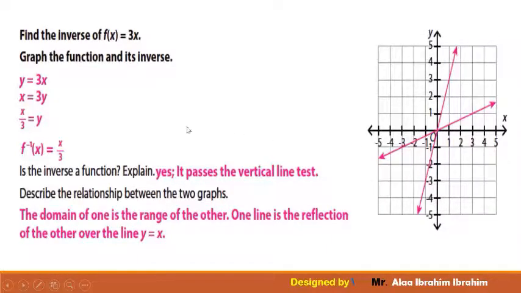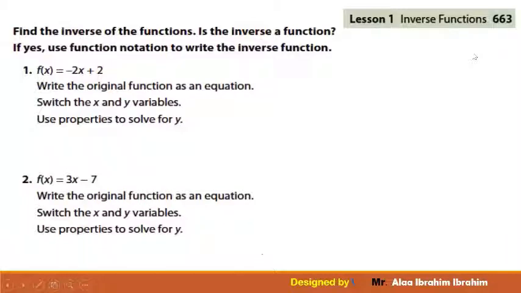Now we're going to another function. Did you see this function? Find the inverse. Is the inverse a function? So we find the inverse, then we discover if it is a function or not. If yes, use function notation to write the inverse, meaning f of negative 1. Write the original, so we write the original. This is my original here. I will change this to y to complete my equation. Then I switch, so I switch these together here and here. I make it like this.